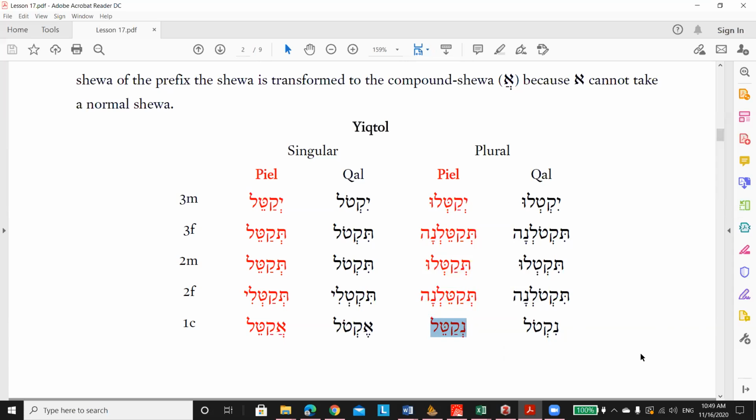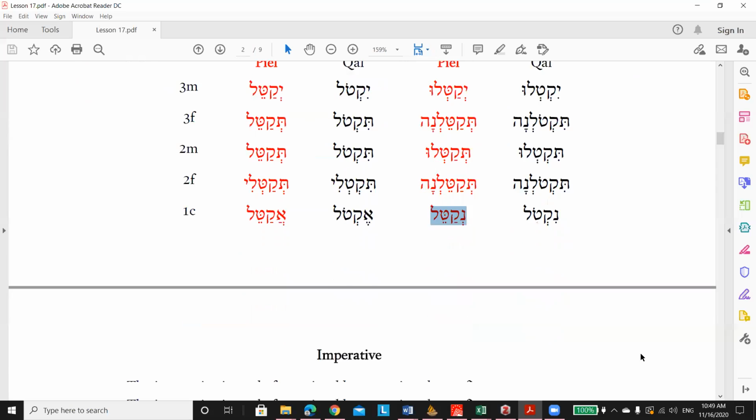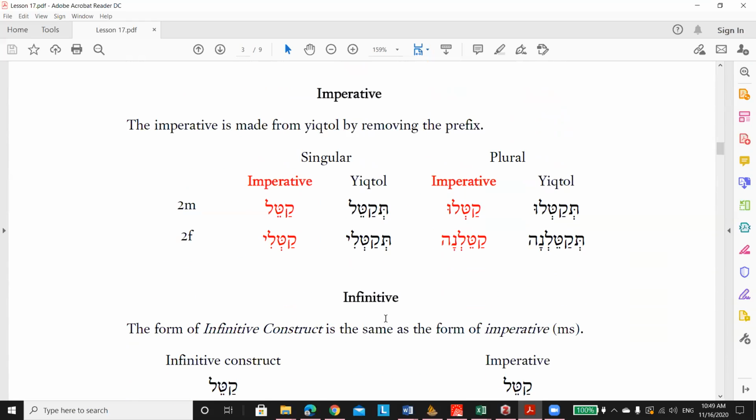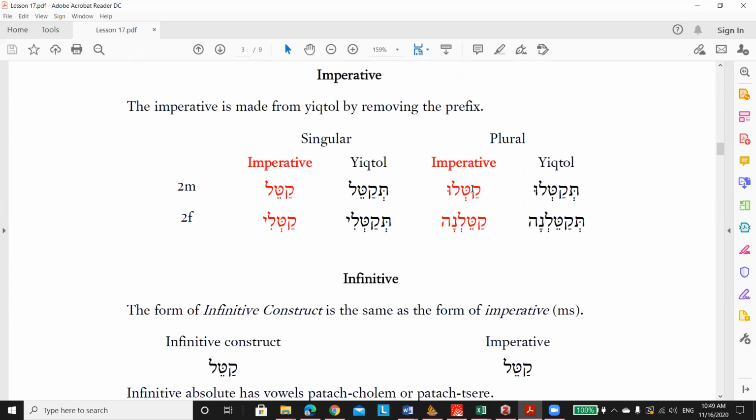We will kill. Yes, correct. Okay. Imperative. How can we translate the imperative? Just kill. Yes. So in English it will be translated as kill in all the forms.